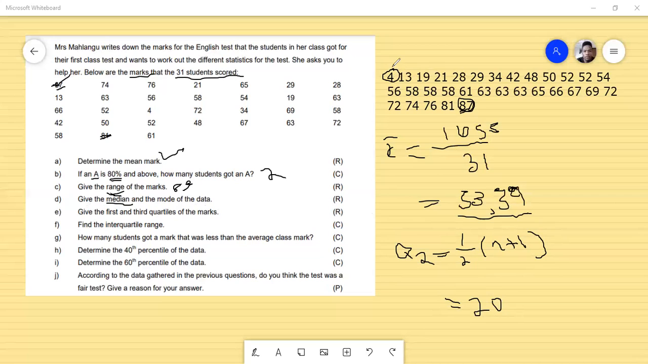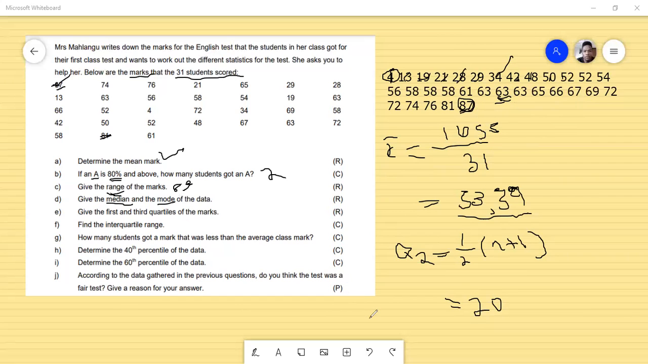So we have to count. It's going to be 1, position 21, 2, 3, 4, 5, 6, 7, 8, 9, 10, 11, 12, 13, 14, 15, 16, 17, 18, 19, and 20, right? So we know that our Q2, which is our median, is going to be 63, right? And then they said, give us the mode. The mode is the number that is appearing the most, right?